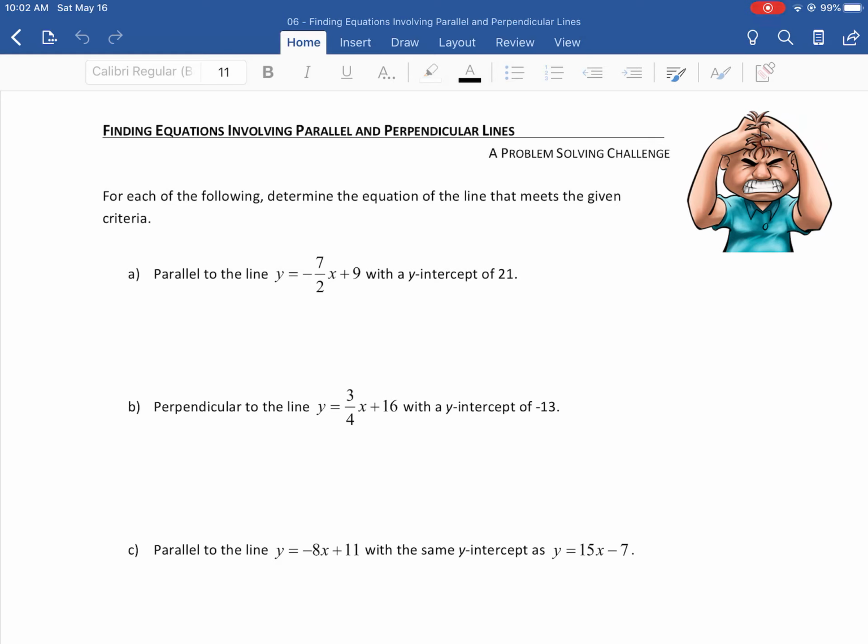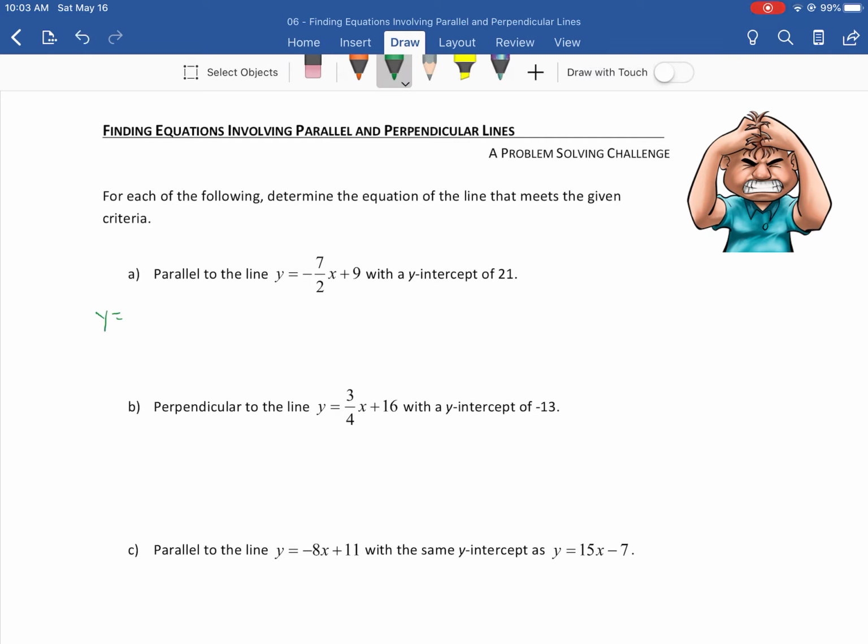So it says, for each of the following lines, determine the equation of the line that meets the following criteria. It says parallel to the line y = -7/2 x + 9 with y-intercept 21. So I'm going to follow that procedure that we've been talking about: first I write down y = mx + b. And then I think if they've given me any of these things. And by given, I don't necessarily mean they just stated what they are, but I can figure them out. For instance, it says parallel to this line.